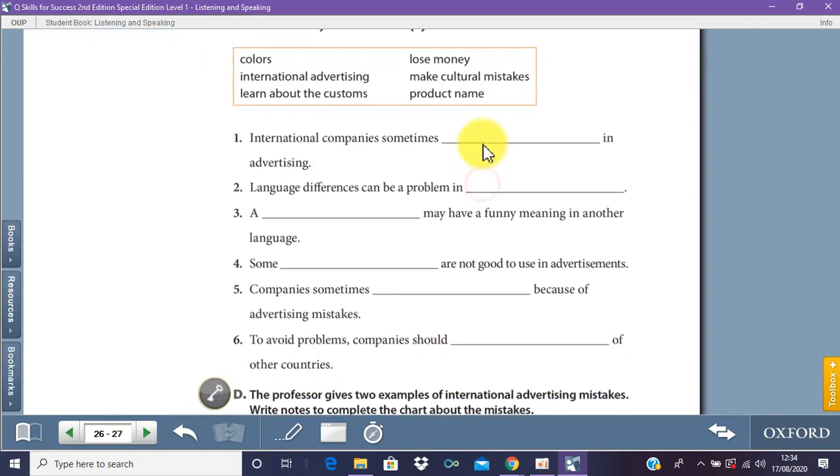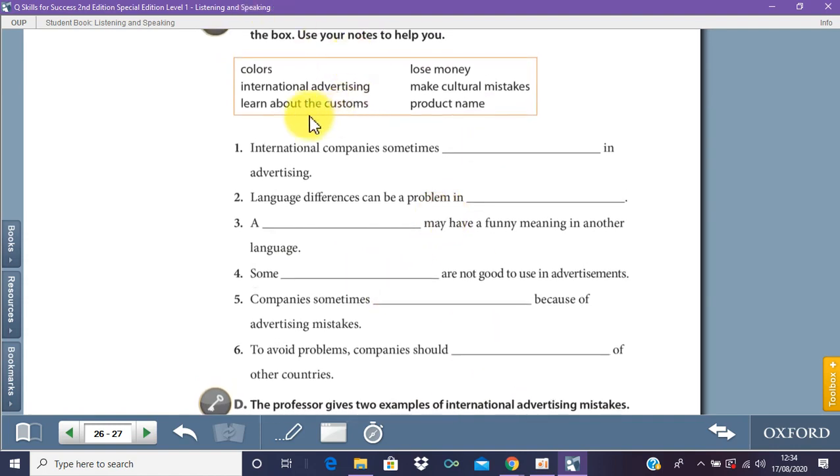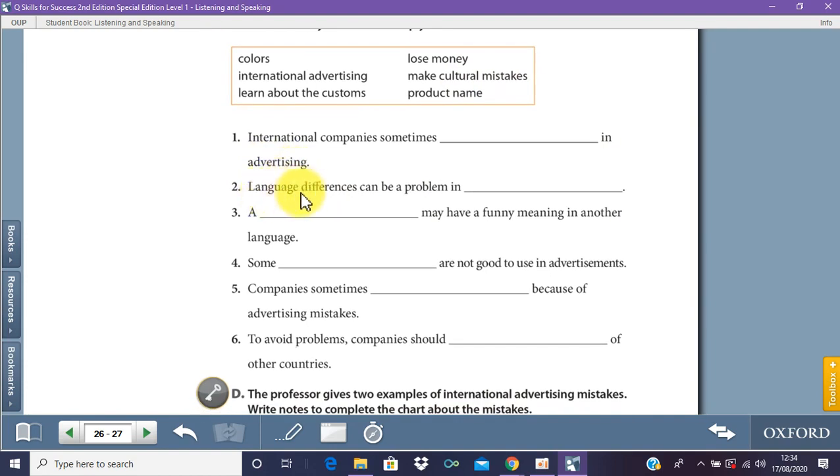Now, we're going to use these words in the box and put them in from question number 1, 2, 3, 4, 5, 6. Very easy. 6 words and 6 sentences. I'm going to read this very carefully, so make sure you write these answers down, okay? Number 1, international companies sometimes make cultural mistakes in advertising. Number 2, language differences can be a problem in international advertising.